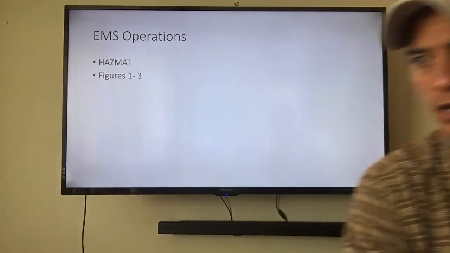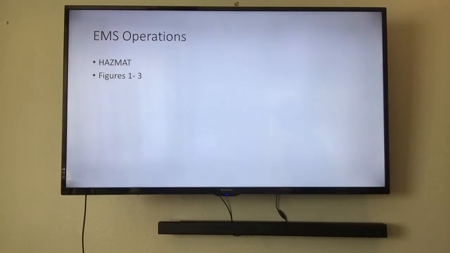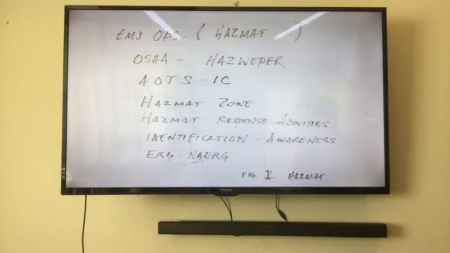All right, let's go on with EMS operations or hazmat response. So this by no means is a hazmat course. Your hazmat courses are required under OSHA and HAZWOPER. This requires EMS personnel to be at least trained up to the awareness level. We do have operators, technicians, and then we have specialists and incident commanders. Those are different courses within the hazmat community.